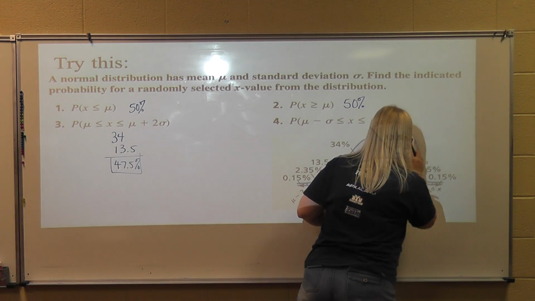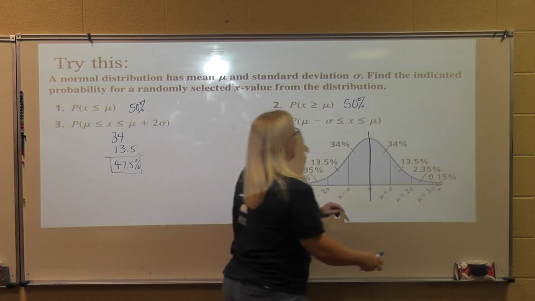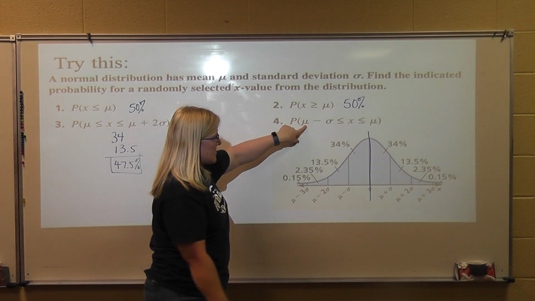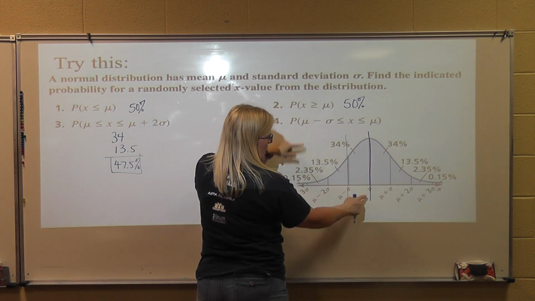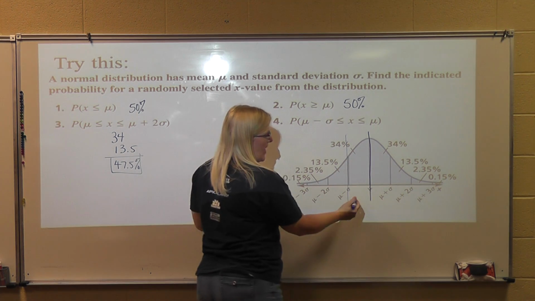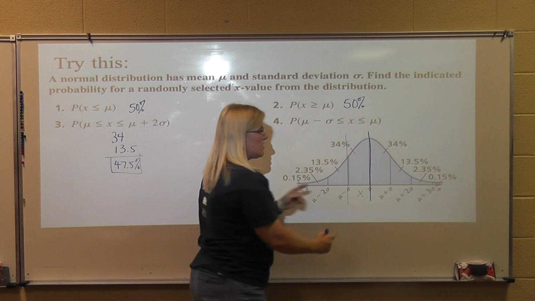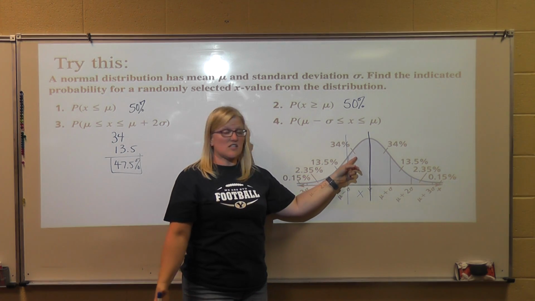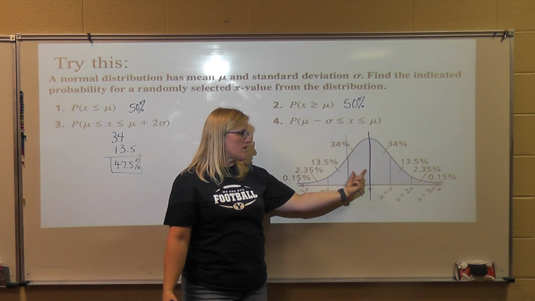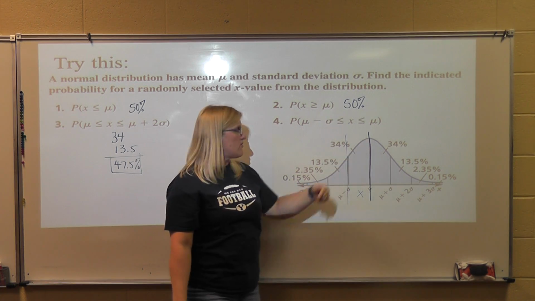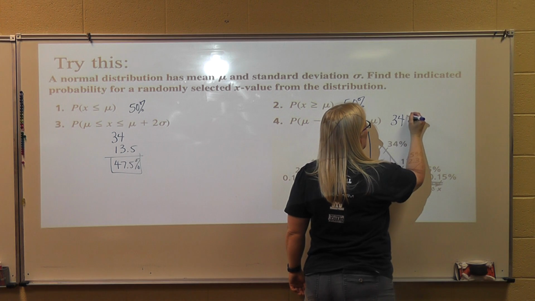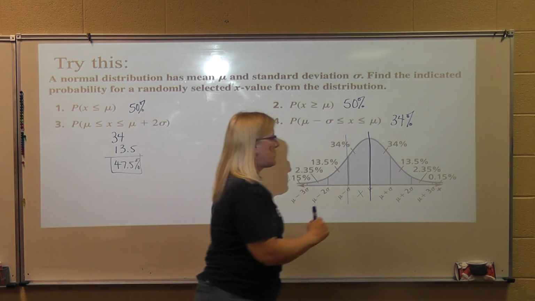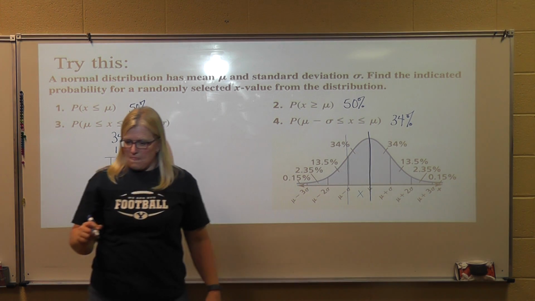Okay, and then this very last one, I've got mu minus sigma and mu. So if x is falling somewhere in here, again, this is an easy one. They've given it to me. It's just one of these sections, and it's 34%. So I hope that's what you got.